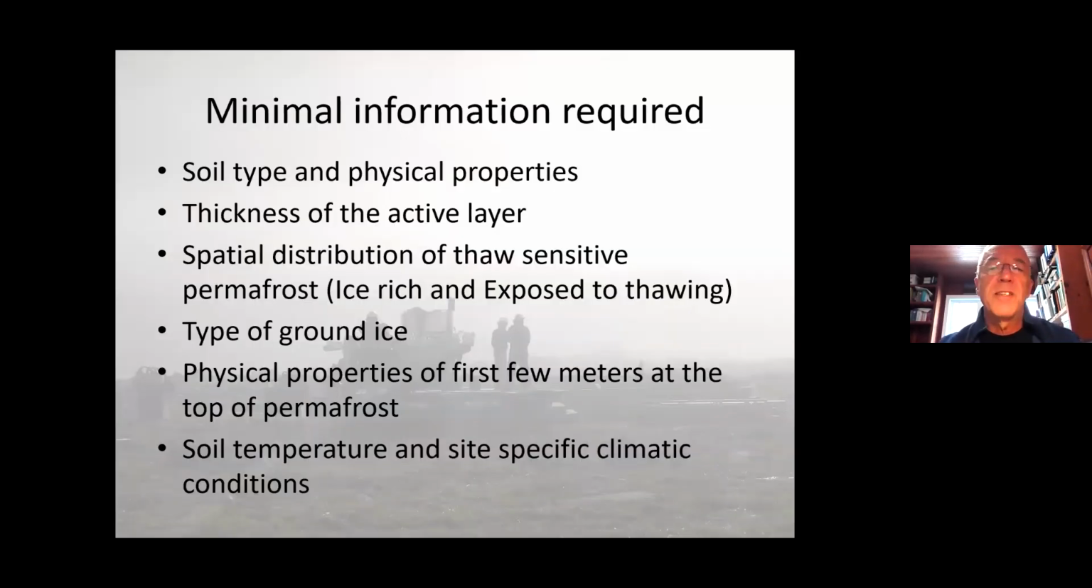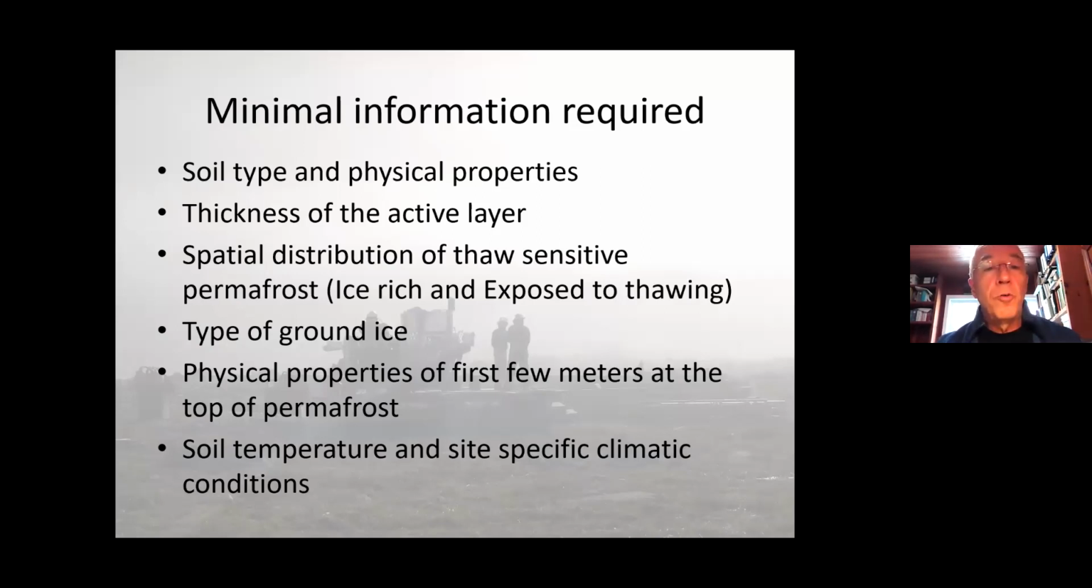First slide says what's the minimal information that's required. Of course, we need soil type and physical property. So just, is it sand, is it clay, is it silt? Of course, this is fundamental for a foundation design. This, of course, is information that's easy to get in the active layer. And it probably tells a lot about the foundation of the structure.